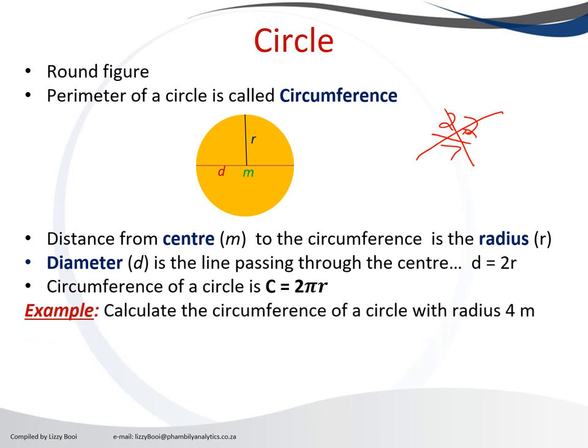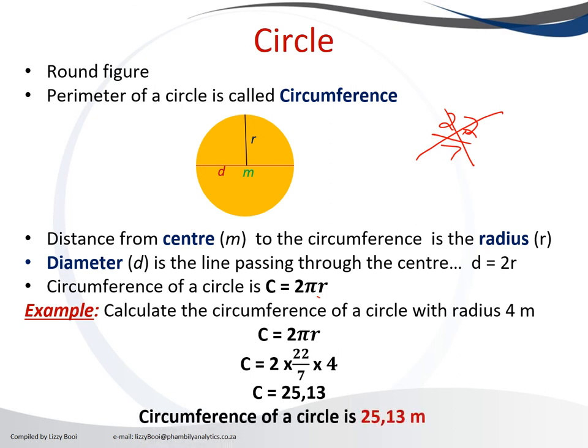So let's look at an example. Calculate the circumference of a circle with radius 4. Remember the radius is from the midpoint to the outer side. So we do not have to divide the diameter by 2 because our radius is already 4. We just substitute into that formula. C is equal to 2 pi r. Remember, we don't use 22 over 7. We use the pi, second function, pi, times 4. And that will give us 25.13. And that's calculating the perimeter.